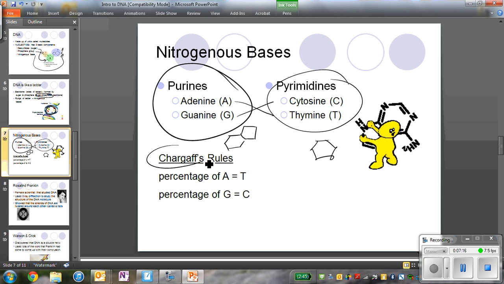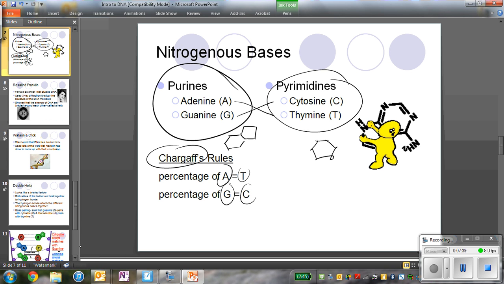Now, Chargaff, who was another scientist, came along and discovered that the percentage of A is always equal to T, and the percentage of G is always equal to C. So in coming up with that, the knowledge was really solidified that purines bond with pyrimidines, or G bonds with C, and A bonds with T, because they're always really equal to each other. Okay? So that's the basic structure.